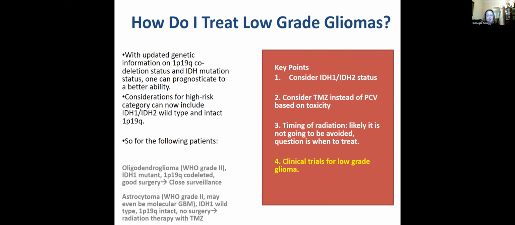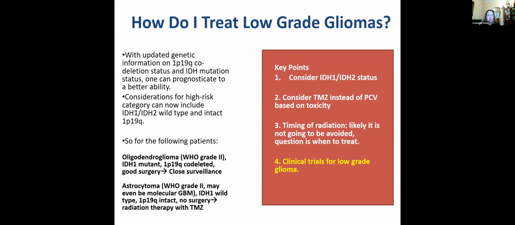So for the following patients, for an oligodendroglioma that is grade 2, IDH mutant, 1p19q co-deletion, with a good surgery, I'll usually just watch them until progression, and then do other treatments. But if they have an astrocytoma that has maybe a TERT mutation and is IDH wild type, which may be a molecular GBM, I would treat them like a glioblastoma.